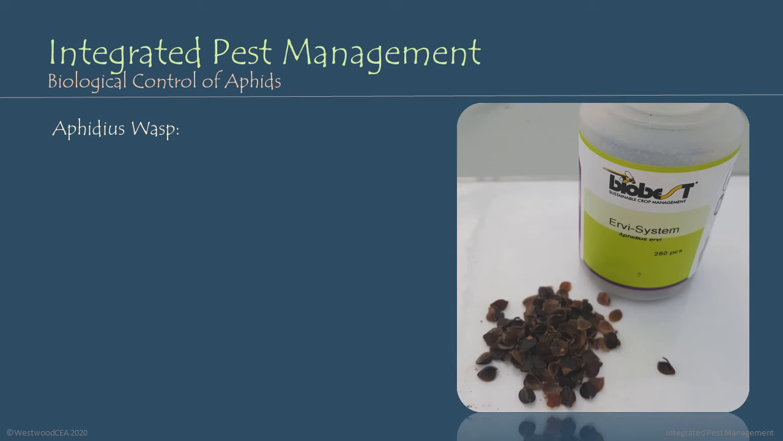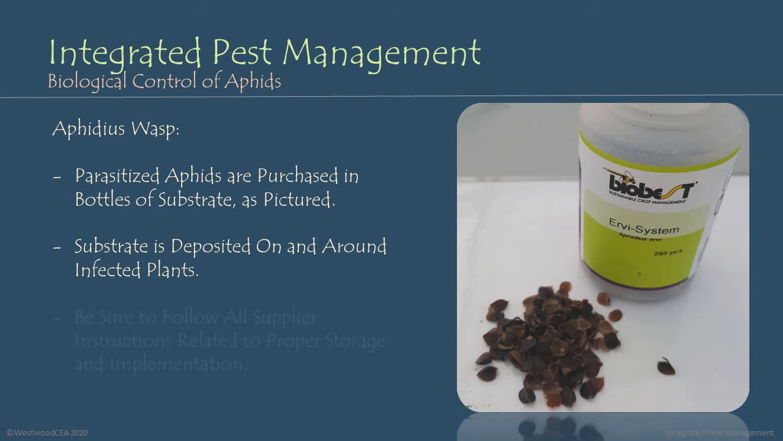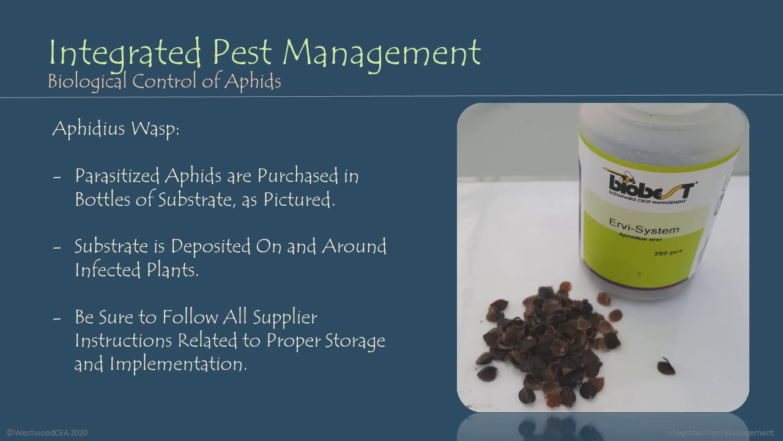So when purchasing Aphidius wasps or bringing Aphidius wasps into your growing environment, they're typically purchased as parasitized aphids in bottles of substrate as pictured here. The substrate is deposited on and around the infected plants. When introducing any sort of beneficial insects into your growing environment, be sure to follow all of the supplier's instructions related to proper storage and implementation of those beneficial insects.